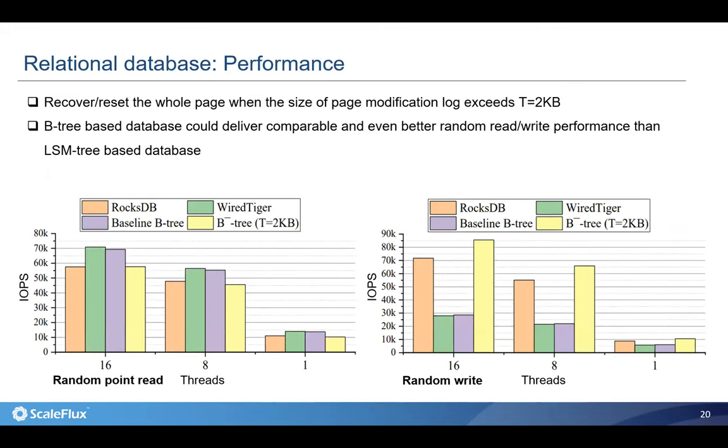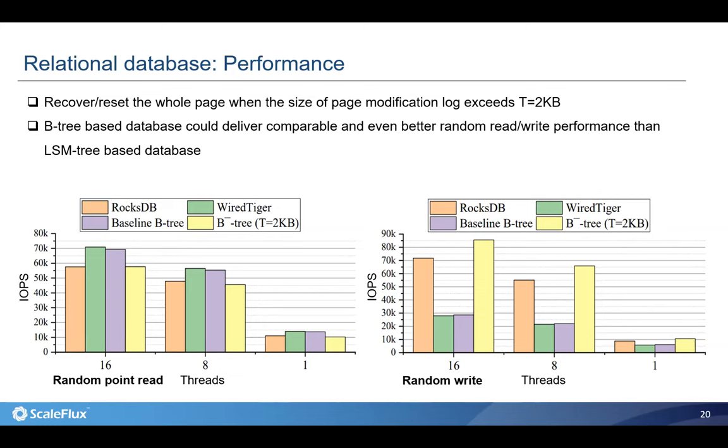We also evaluate the performance, apart from the write amplification reduction. For the performance part, we evaluate two cases: random point read and random write. From these two figures, we can see that for random point read, our B minus tree delivers almost the same performance as RocksDB and a little bit worse than baseline B-tree and WiredTiger.